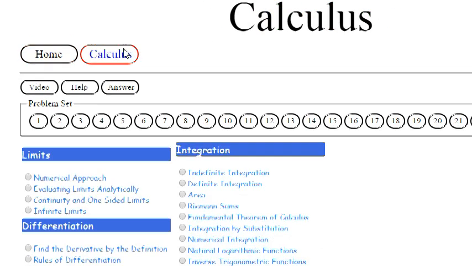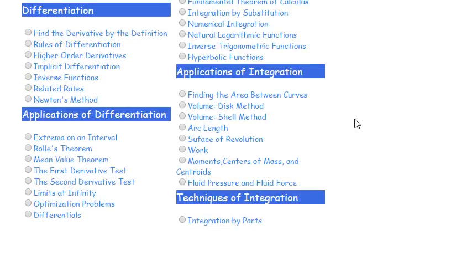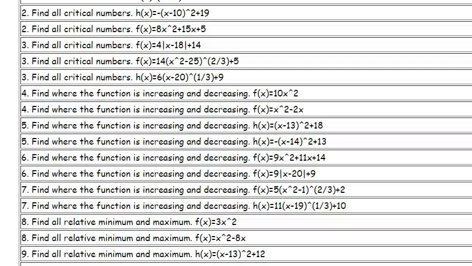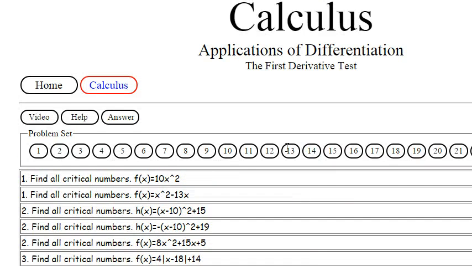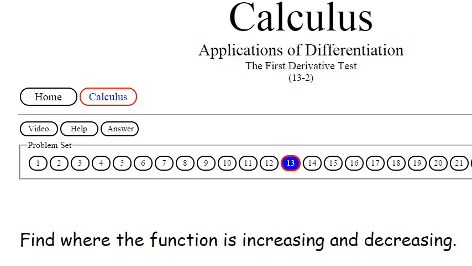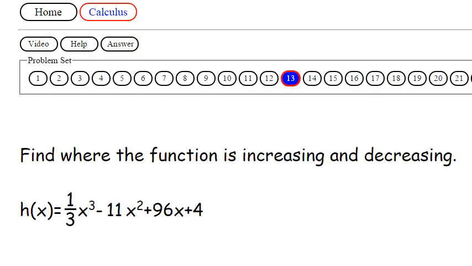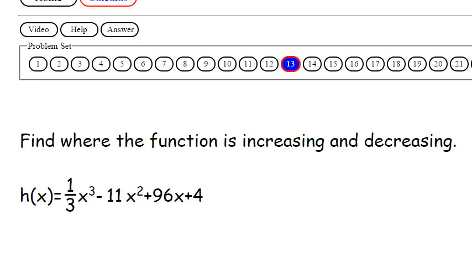We're going to math.com, working some calculus. Let's go down to the first derivative test, and 13-2, I believe, is what we need to be looking at. 13-2. And how is that different? Okay, I guess that's different from the last problem I did.